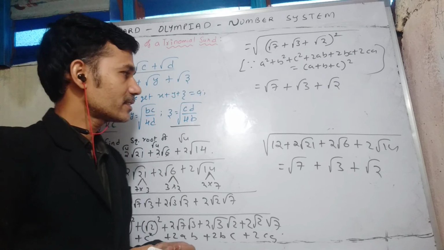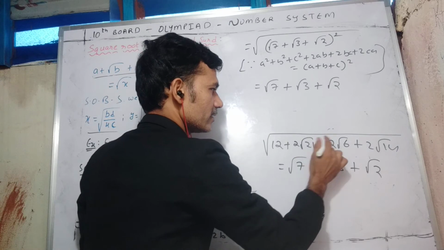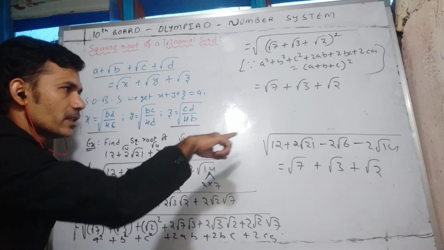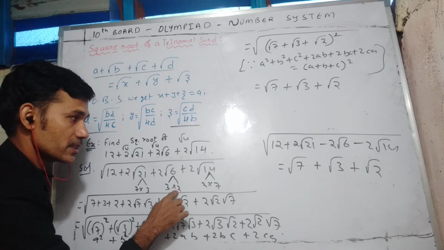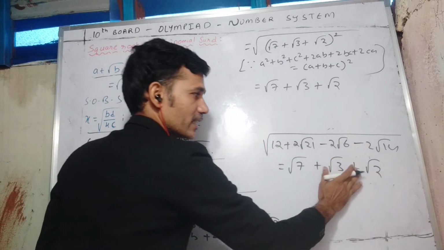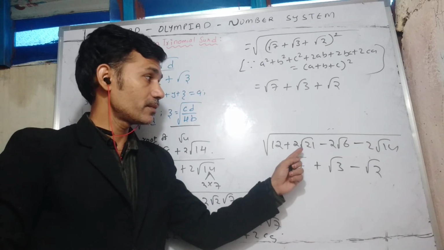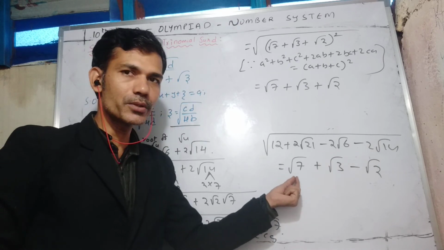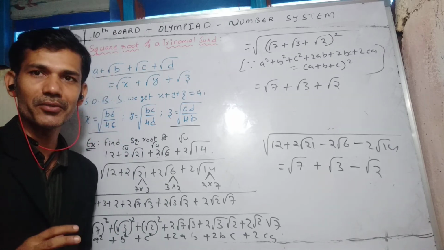Okay, we have verified algebraically also. Suppose we are having some minus signs here and here. Then what changes will come? That time we should know. See, here for 6 and 14, what is the common factor? For 6, 2 is there. For 14, what is the common thing? 2. So that will be negative, with minus signs as they have given. If they ask you to find the square root of 12 plus 2 times root 21 minus 2 times root 6 minus 2 times root 14, then its square root will be root 7 plus root 3 minus root 2. We have to find it like that.